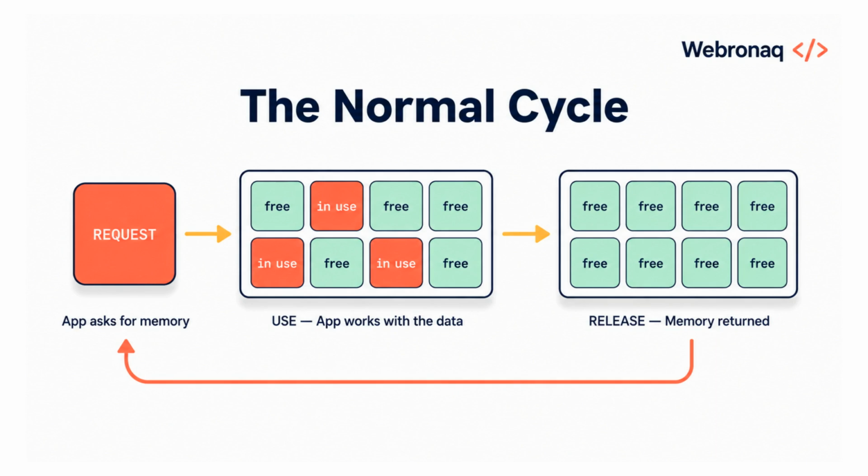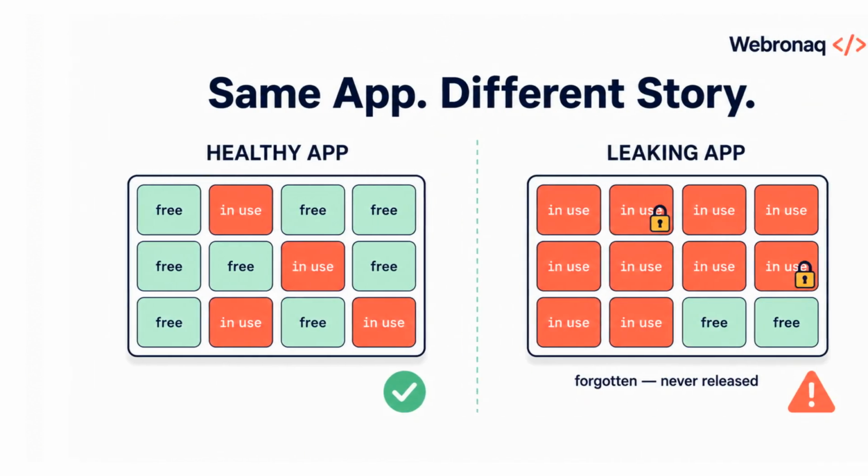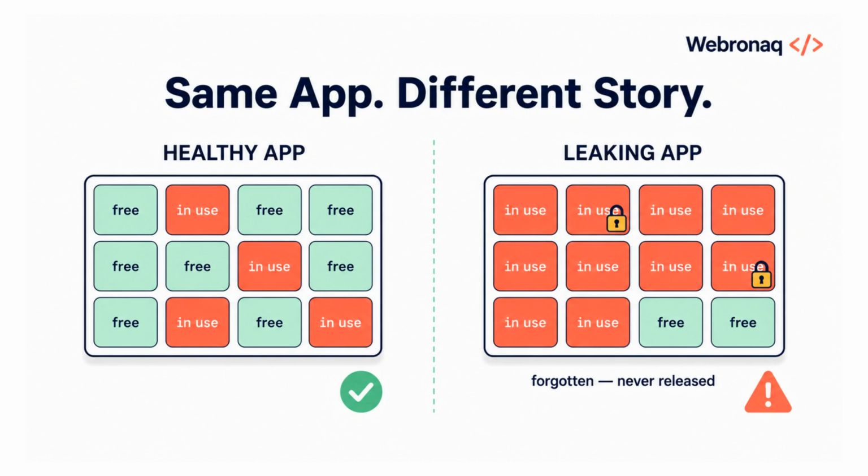But what happens when step 3 quietly stops happening? That's where things start to break. So here's the actual definition. A memory leak happens when an app requests memory, uses it, but then forgets to release it. The memory is no longer needed, but the app is still holding on to it.